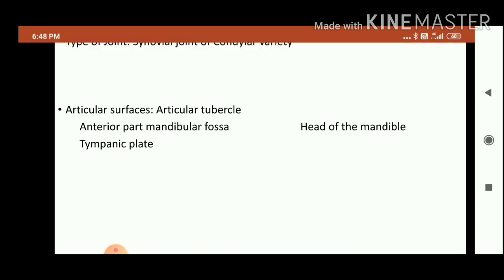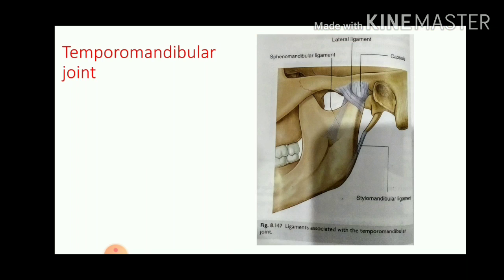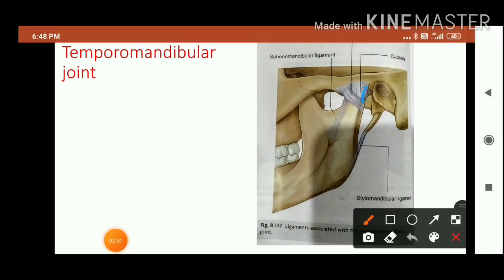Let us have a look at this diagram. This is the tympanic plate. After this we have the articular tubercle, followed by the mandibular fossa of the temporal bone. And which part of the mandible contributes towards forming this joint? This is the head of the mandible, which mainly forms this temporomandibular joint.